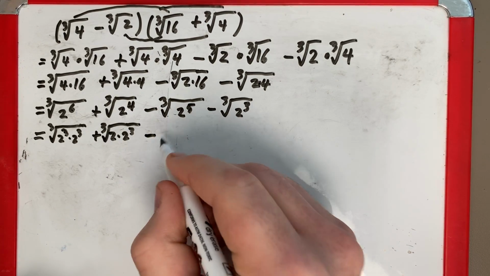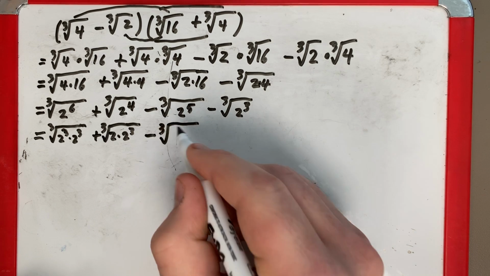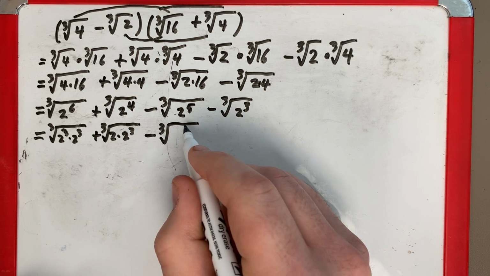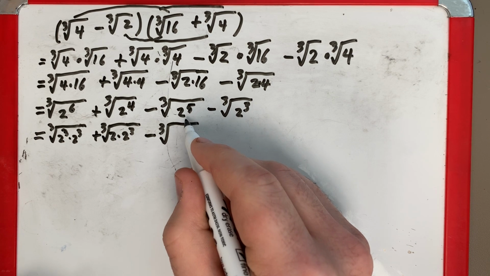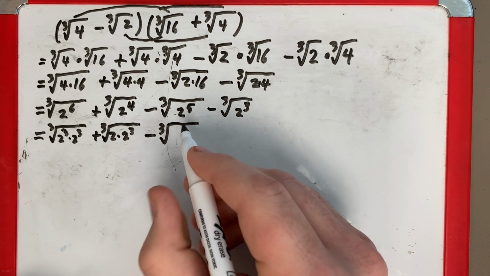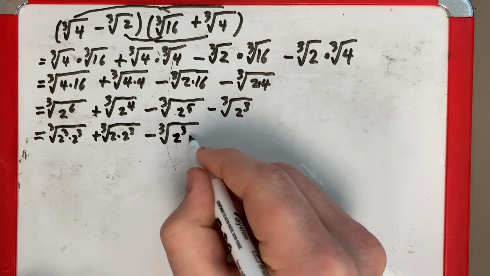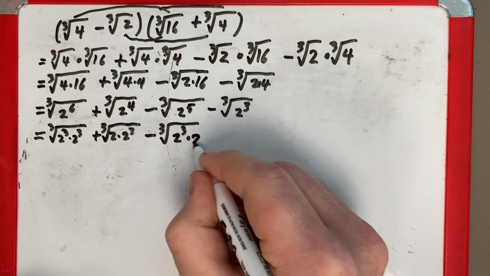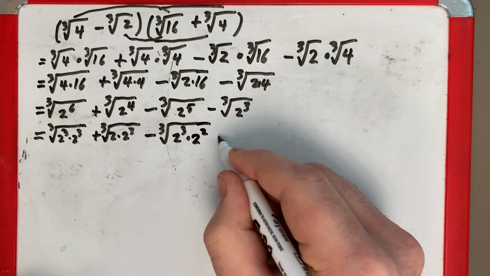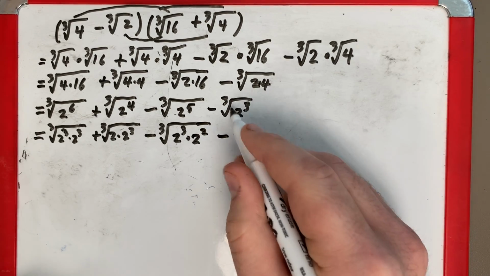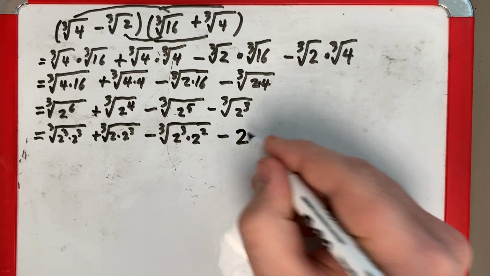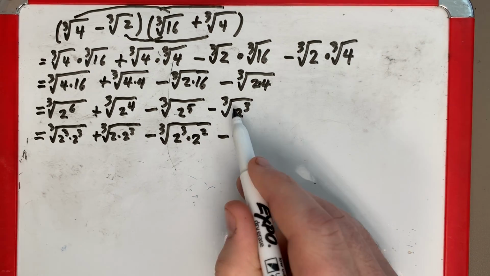Continuing along this train of thought, I have cube root of 2 to the 5th. 2 to the 5th breaks down into 2 to the 3rd times 2 squared. The idea here is I'm breaking these into clusters of 3 because I have a cube root. All right, now for the last term, hey, look, I already have everything simplified and where it needs to be, so this is just minus 2. So the cube root canceled the cube.